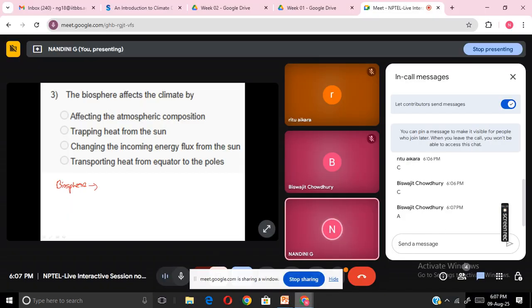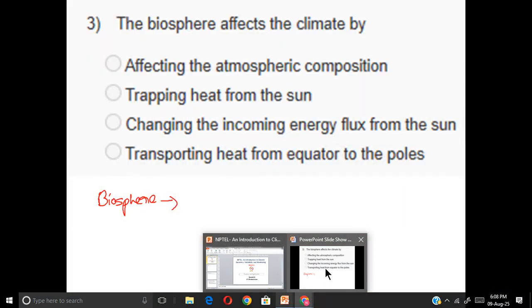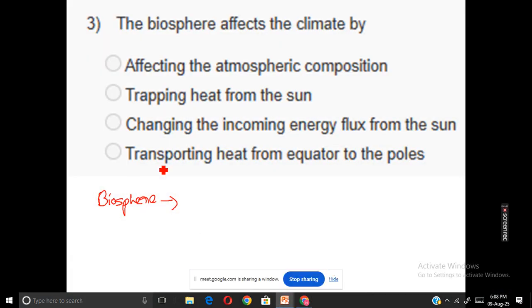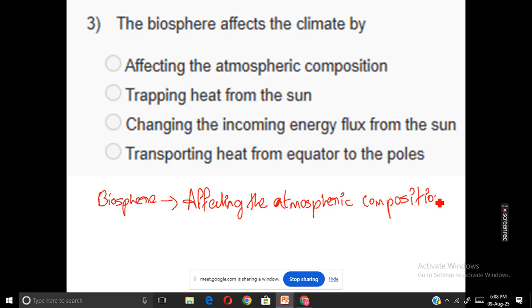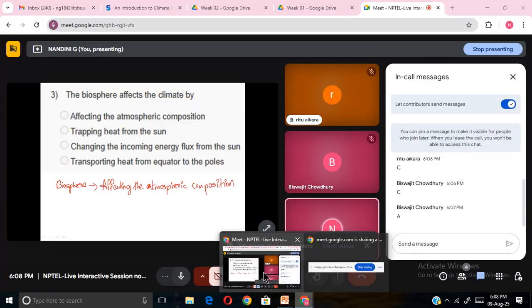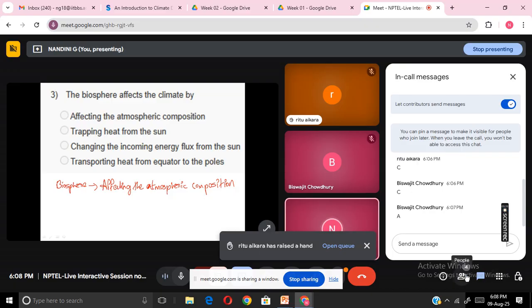The biosphere is affecting the climate by affecting the atmospheric composition. Because of anthropogenic activities, human beings are emitting a large number of gases into the atmosphere, which is changing the atmospheric composition, especially the amount of greenhouse gases present in the atmosphere.